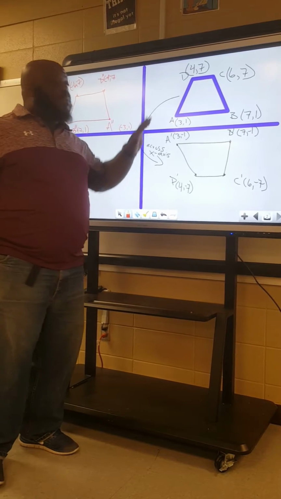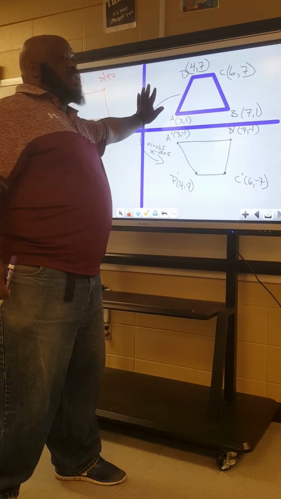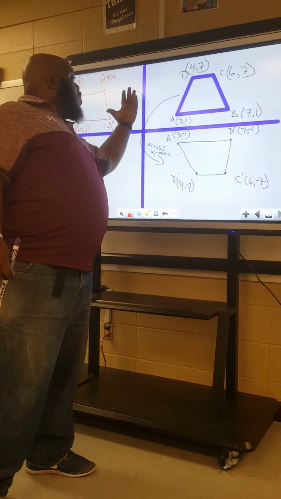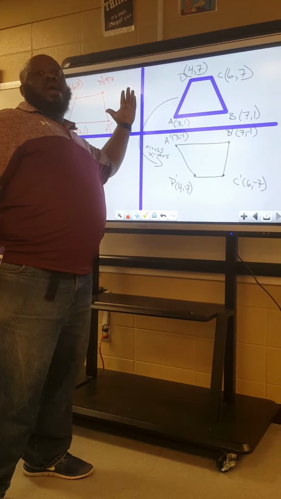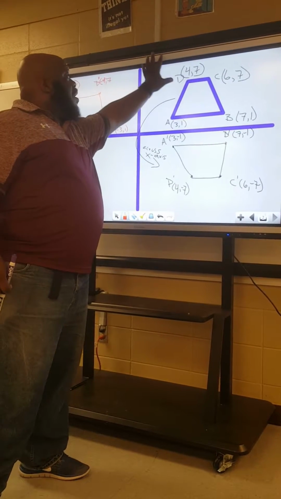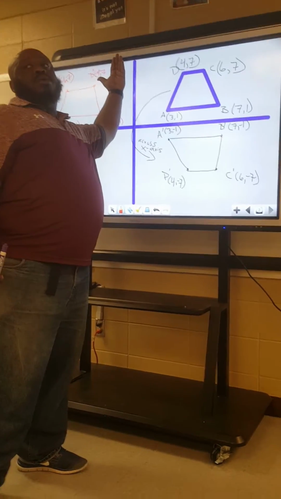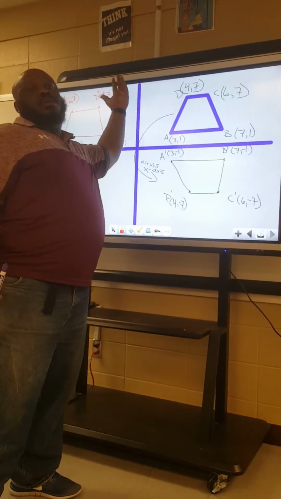So if I flipped it, here's my thumb on A. When I flip it across the y-axis, it's still going to be on A. What should be the closest? A. What should be the furthest? B. Up here, my thumb's on D. What should be closer? D. What should be furthest? C.